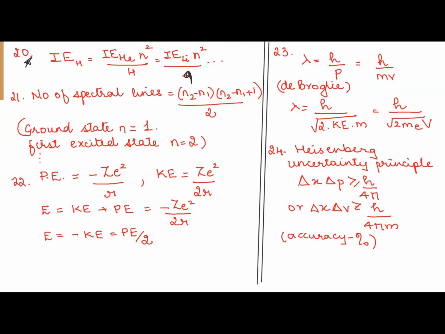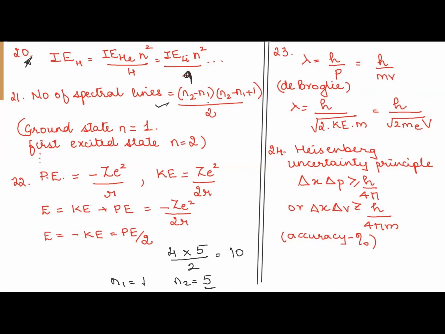Number of spectral lines: say if you have n1 as 1 and n2 as 5, how do you calculate the total? How many spectral lines do you see? You can use this formula, (n2 minus n1)(n2 minus n1 plus 1) by 2. Always remember n1 is the lower orbit, n2 is the higher orbit. So 5 minus 1 is 4, into 5 minus 1 plus 1, that is 5, divided by 2. The answer will be 10. So you see 10 spectral lines. It's a simple formula, you just have to remember it.